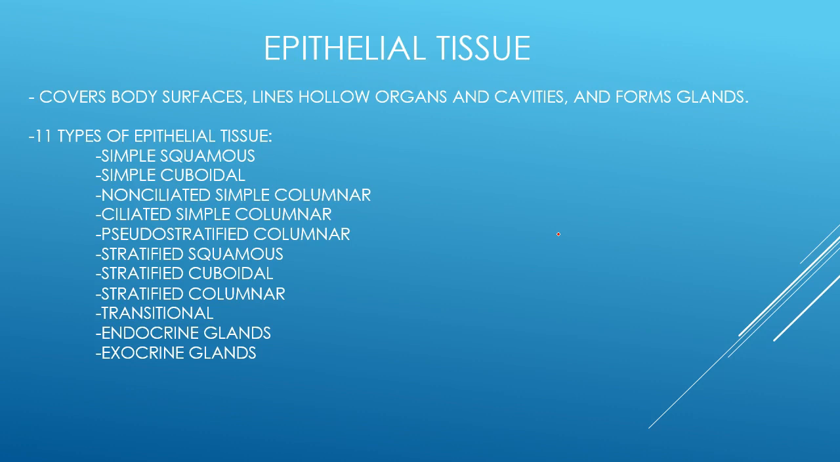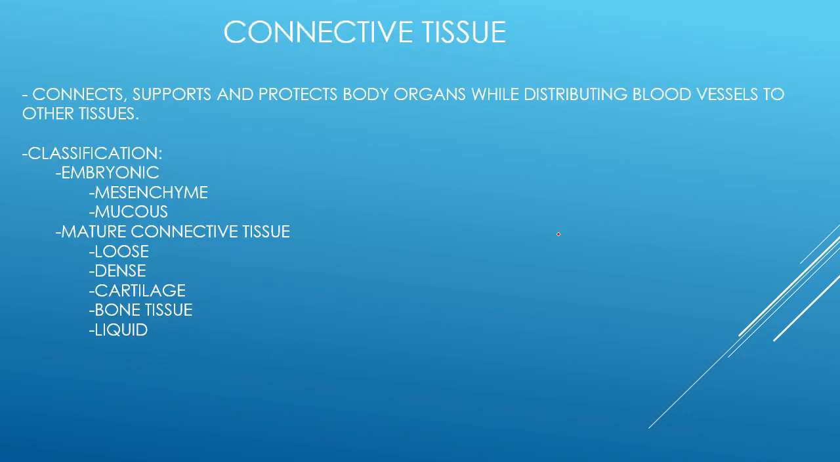Okay, so epithelial tissue, just a quick overview here, but we will be covering the body surfaces and lining hollow organs and cavities and forming glands with these tissues. So that is the main goal of these types of tissues. Okay, so we will see more about what simple squamous versus stratified cuboidal means in the next chapter.